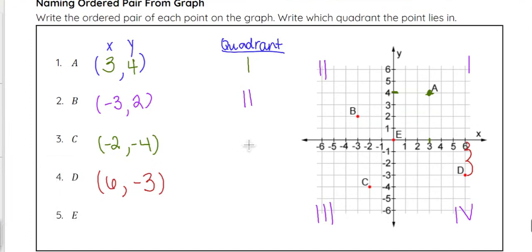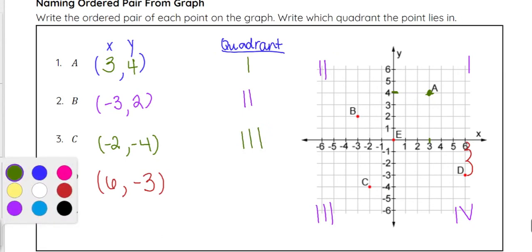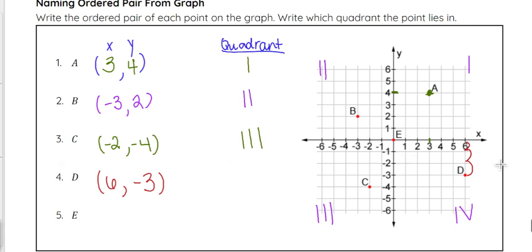And we skipped the quadrant on the last one. So going back to C for a second, the quadrant on that one is going to be quadrant 3. Now the quadrant on point D, that is quadrant 4. Remember, we use those Roman numerals to represent the quadrants.